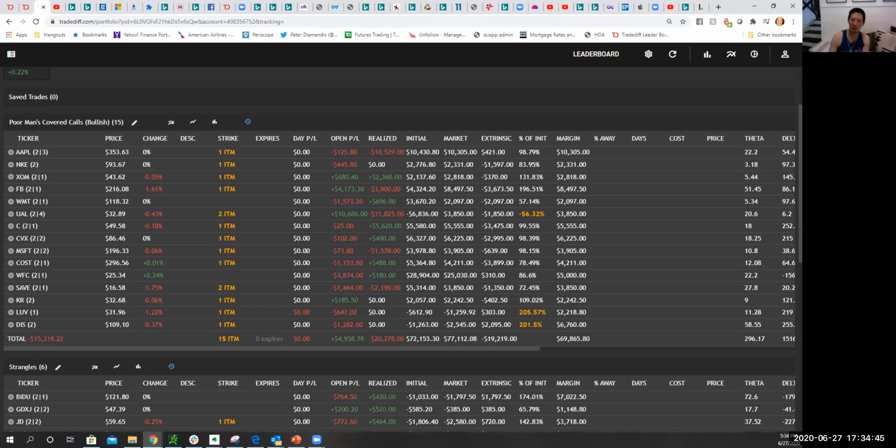And on top of that, I may throw in that the poor man's covered put should be a little more bearish than your average poor man's covered put, just because you need the deltas, right? Honestly, if you put on 10 more poor man's covered puts, it still might not be enough.